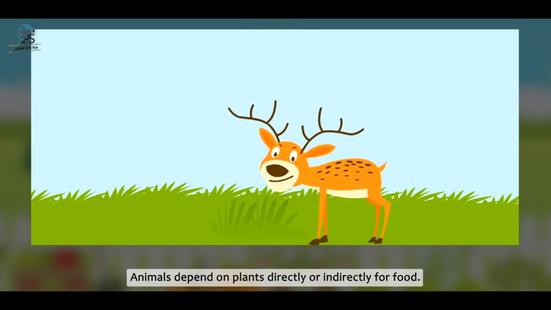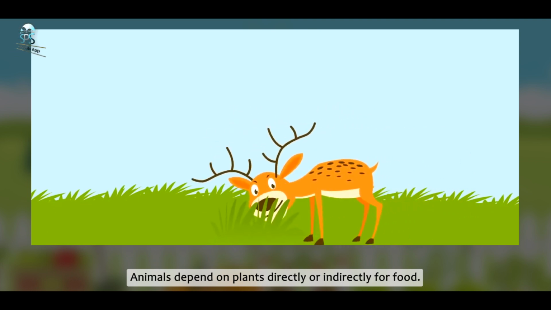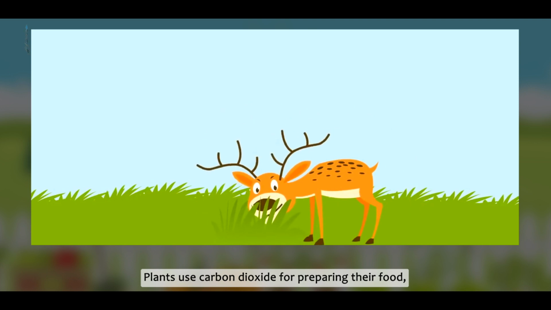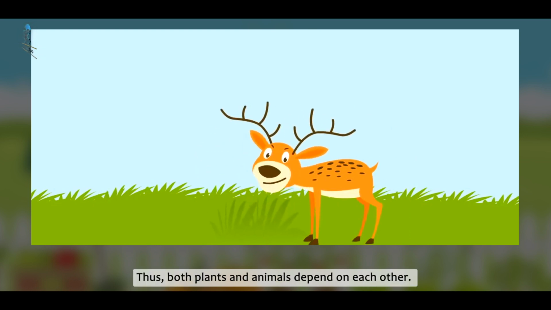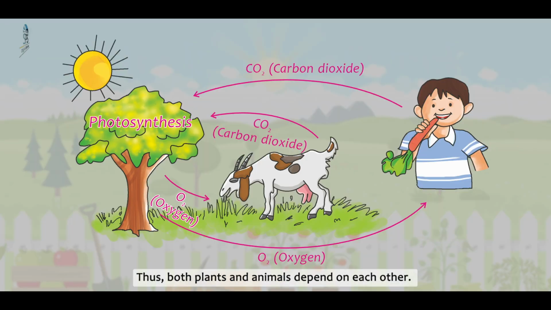Animals depend on plants directly or indirectly for food. Plants use carbon dioxide for preparing their food, which is breathed out by animals. Thus, both plants and animals depend on each other.